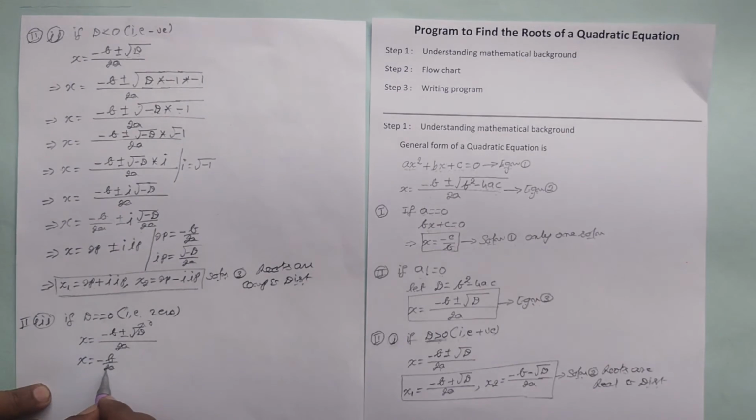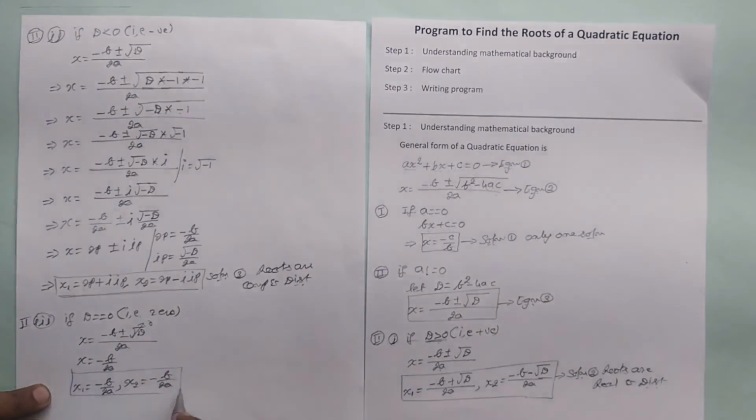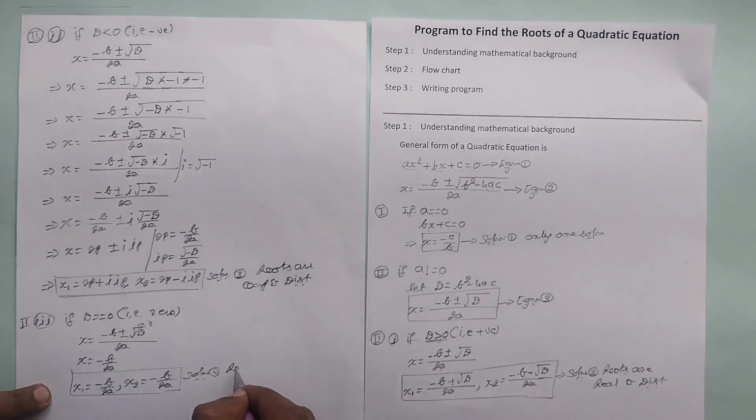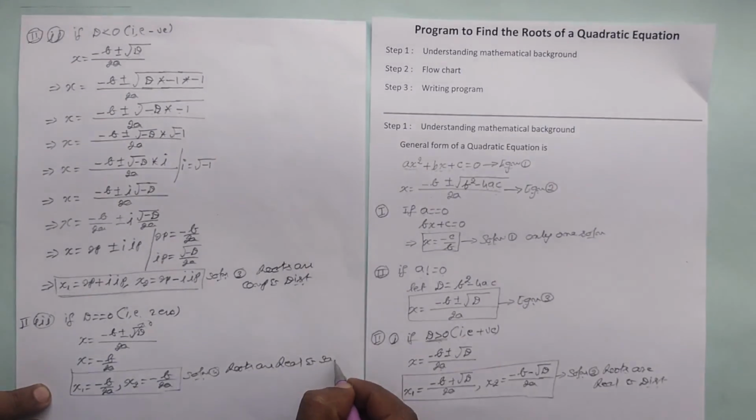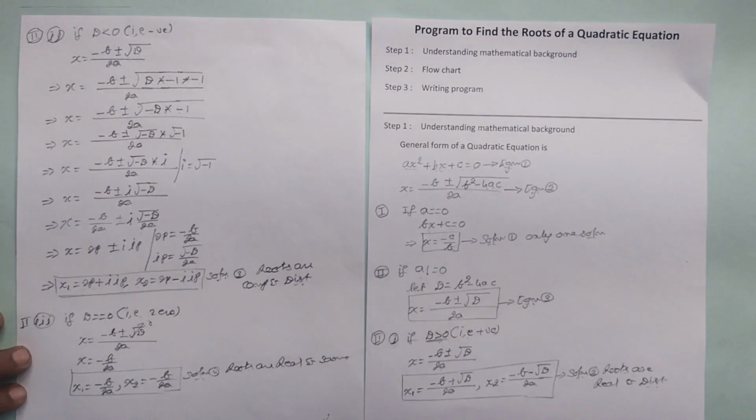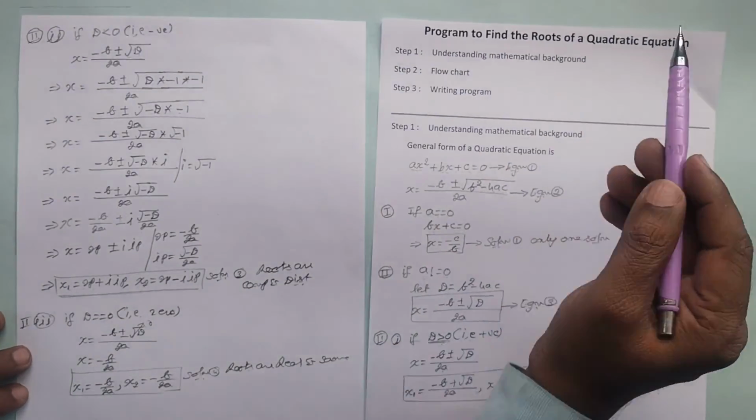Right now we got only one solution. This is a quadratic equation, so we have to write it down as it is, 2 times. x1 is equal to minus b by 2a, x2 is equal to minus b by 2a. These are solution number 4. These roots are called what? The roots are real and same. Same means both are equal. It finishes off the mathematical background behind this quadratic equation.